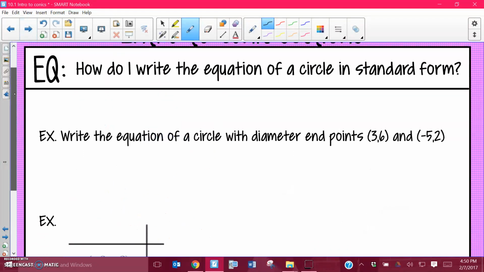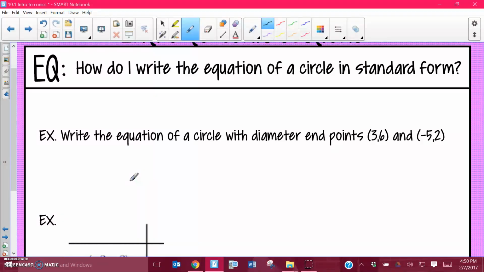This is probably the most tricky kind of example you're going to see. It says write the equation of a circle that has the diameter endpoints at those 2 points. So we don't know the center, and we also don't know what the radius is. We only know where 2 points on my circle are that are directly across from one another. So there's going to be 2 formulas that we need to know for this. The first one is so we can find the center, and that's the midpoint.